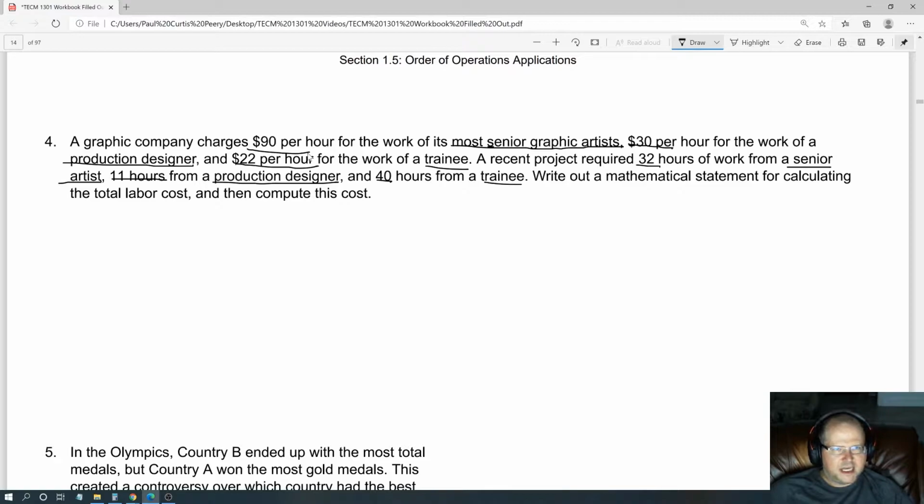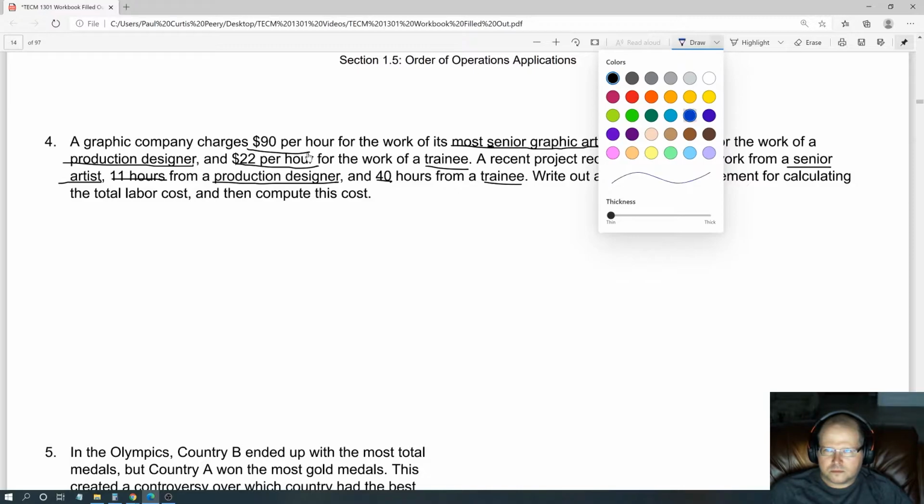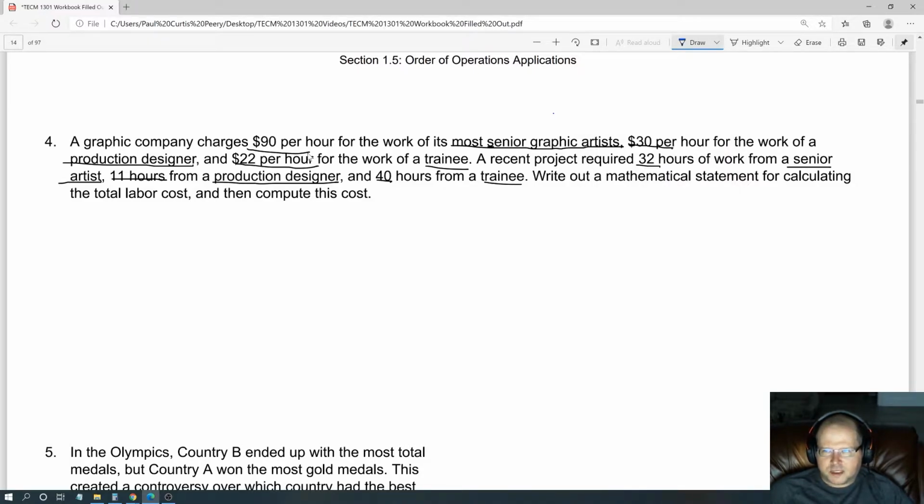All right, so we're going to start with this 32 right here. So it's 32 hours, the number of hours worked, times the senior artist's rate. Well, what does that mean? Senior graphics artists make $90 per hour, the most senior, right? So we're going to multiply that by 90.